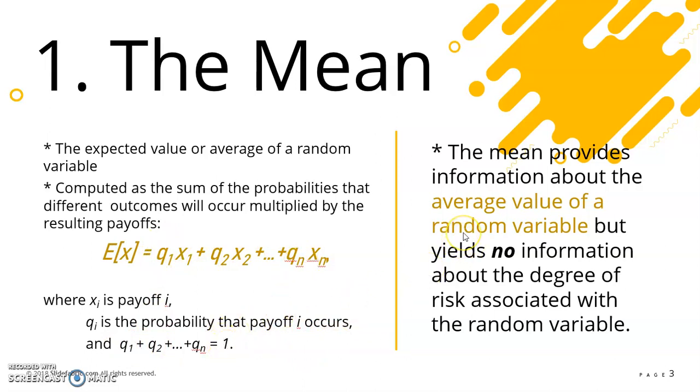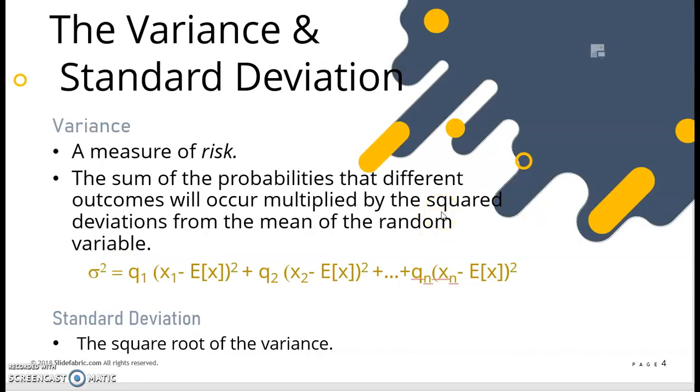The mean provides information about the average value of a random variable, but yields no information about the degree of risk associated with the random variable. Because the mean does not give any information about the degree of risk, we have to use the variance and standard deviation.